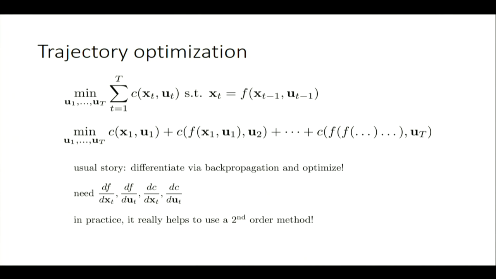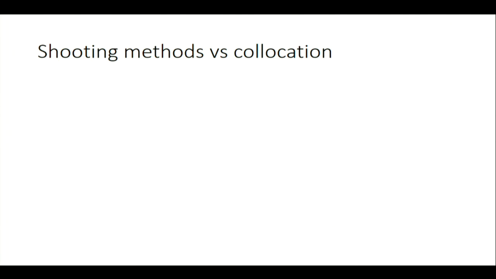Now in practice, it really helps to use something that looks like a second order method because you're essentially backpropagating these derivatives through a big long chain of these f's. If you use standard first order methods like standard gradient descent, the conditioning here might be pretty bad and you might have a lot of trouble getting a good solution. It's the same reason, for those of you that are familiar with recurrent neural networks, that optimizing recurrent neural networks is kind of tough, because you're backpropagating through time through this complicated dynamics. So in practice, it really helps to use a second order method.